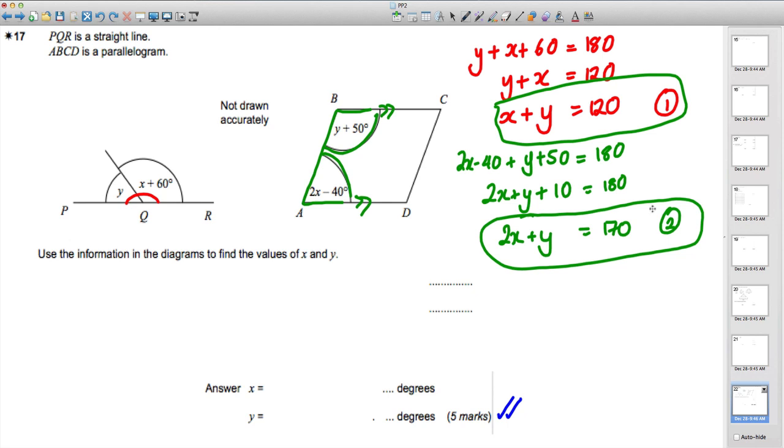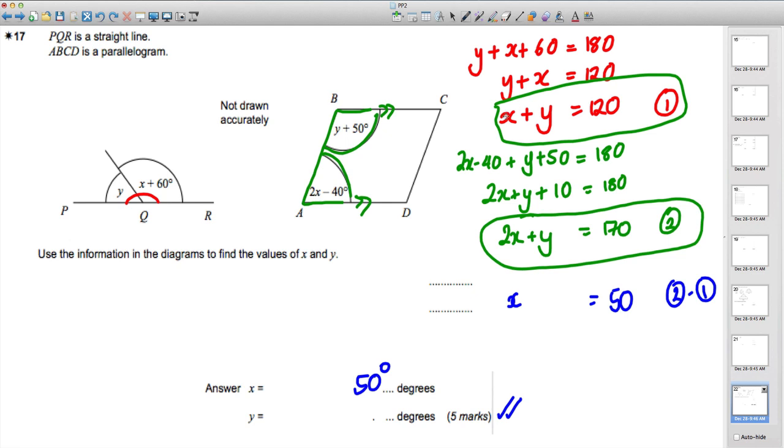Okay, so what if I did equation 2, I'll go for a blue pen here, equation 2, take away equation 1. We've got the same number of y's, so if we do this, we will eliminate the y's. 2x take away 1x is 1x, y take away y is nothing, 170 take away 120 is 50. Oh my, we've got x is 50 degrees, one of our answers.